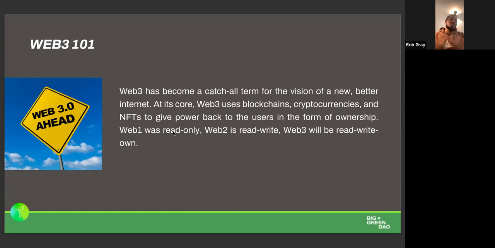Web 2 is read and write, where you can read things, then people can also leave a comment and have a discussion. That's Web 2. That's currently where we really are right now. Web 3 is read, write, and own, where you actually own that data that you put on there. So, a little basic of Web 3.